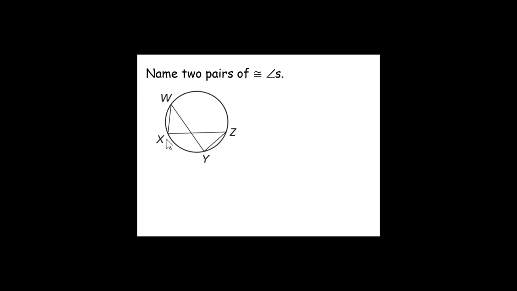Name two pairs of congruent angles. Since angle WXZ and angle WYZ have the same intercepted arc, we know those two angles are congruent. We also know that since angle XWY and angle XZY have the same intercepted arc, those two angles are congruent.